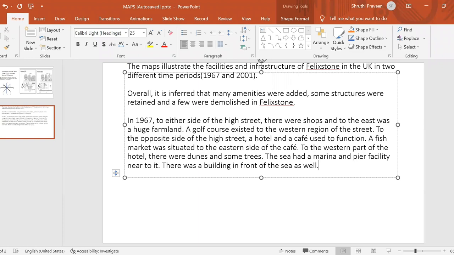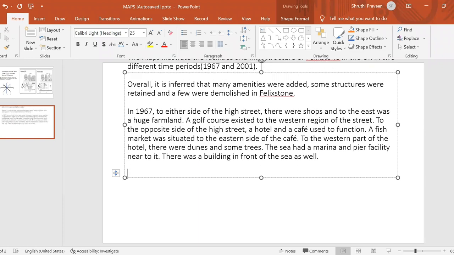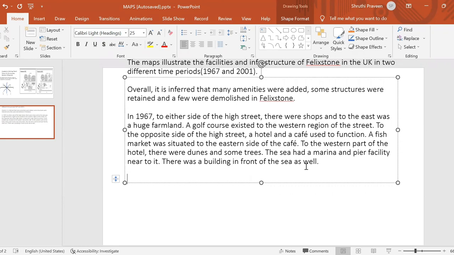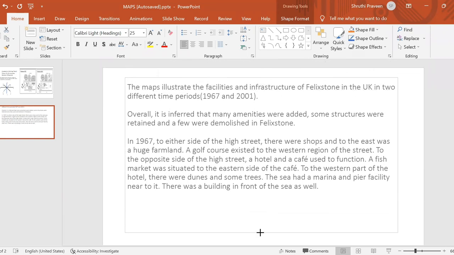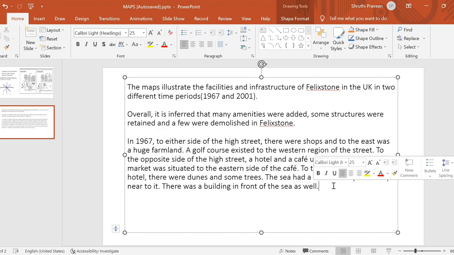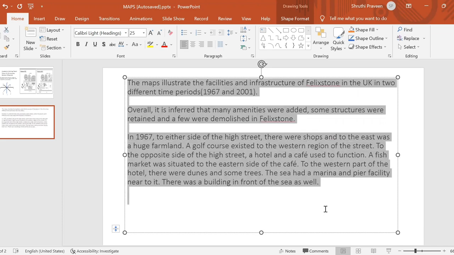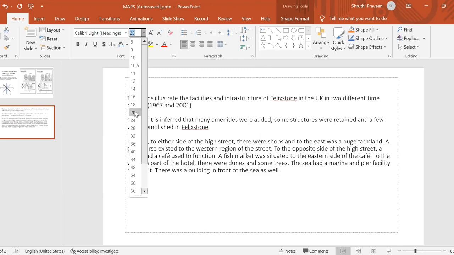In a map, everything is important. I don't think we can leave out anything. Like in a pie chart or line diagram, there are certain things we can leave out. We mention the most important ones. But in this case, we can't do that. Okay. Now, the last body paragraph, I'll just change the font so that everything will fit in a single page.